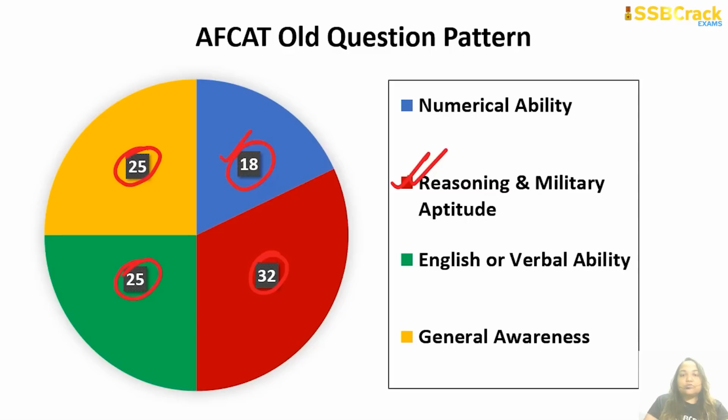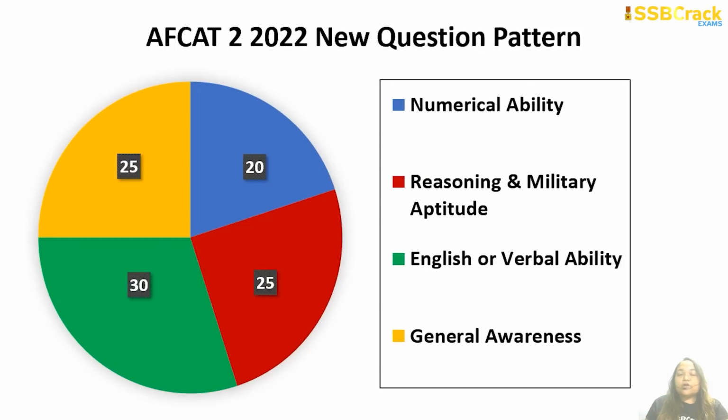So now looking into the new question pattern for the AFCAT 2 2022 exam, the question numbers will change. That is, from the numerical ability part, 20 questions will be asked. From the reasoning and military aptitude part, 25 questions will be asked. From the English or verbal ability section, 30 questions will be asked. And from the general awareness section, 25 questions will be asked.